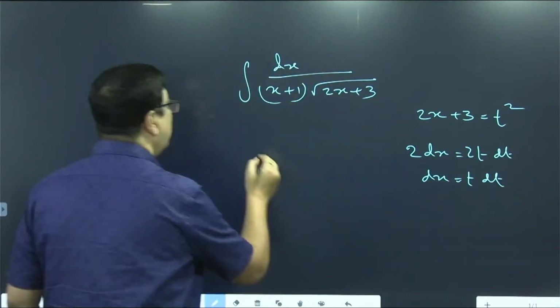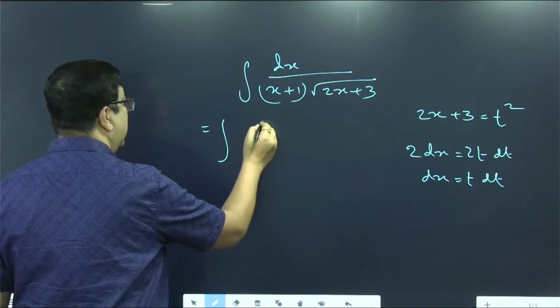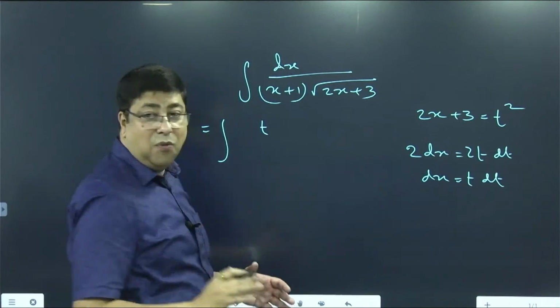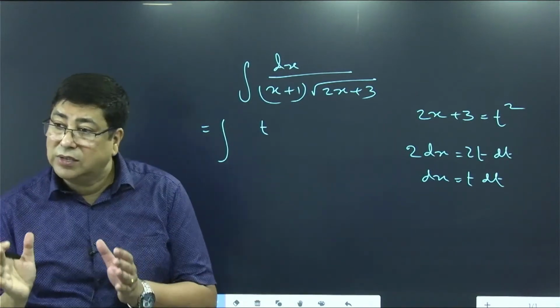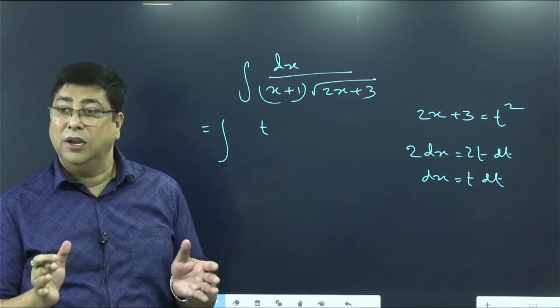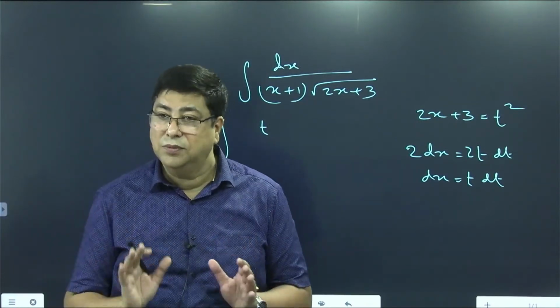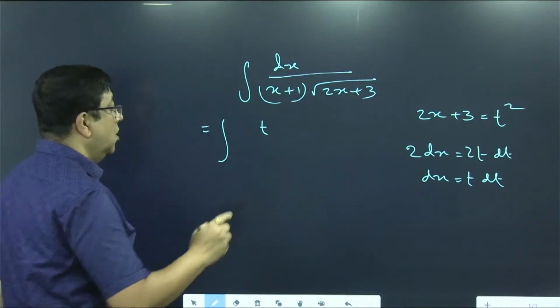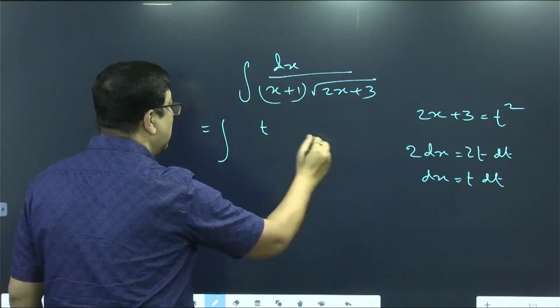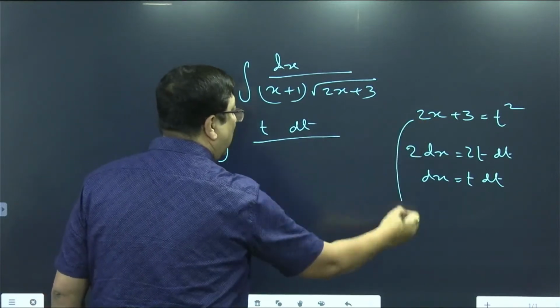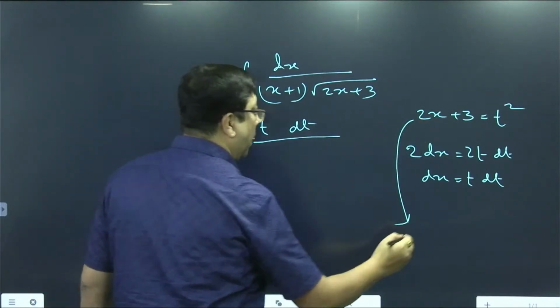So instead of dx, we can write t dt. Just see this everyone and understand. It is being recorded, so you can see this later. You understand this first. Okay. So instead of dx, I am writing t dt, and instead of x, what is coming?